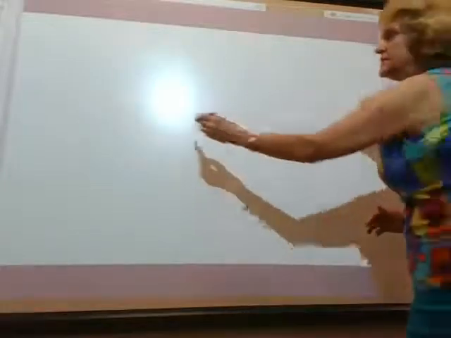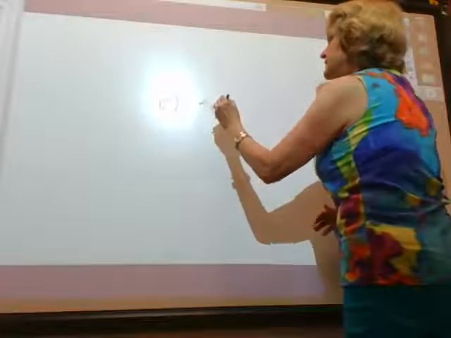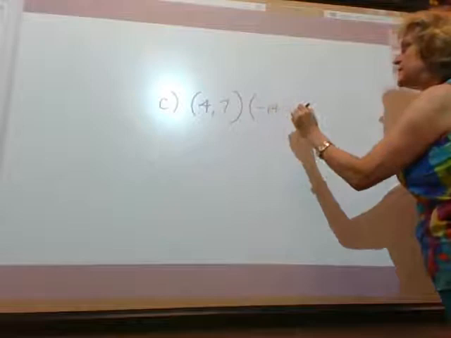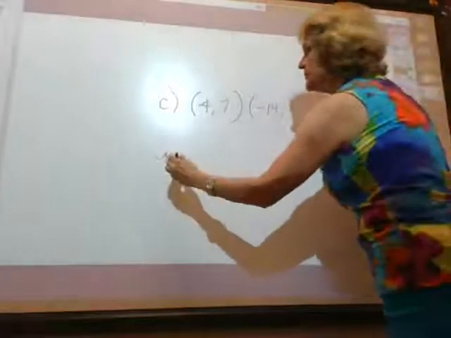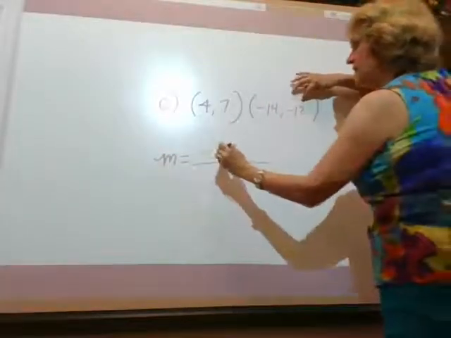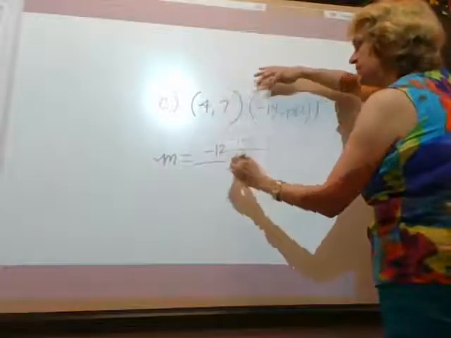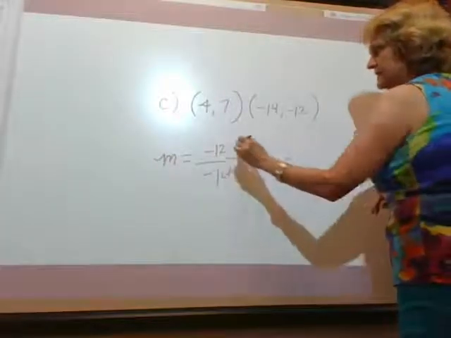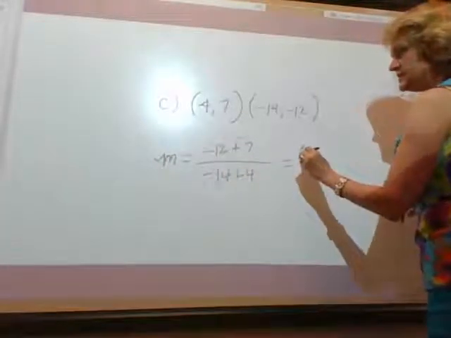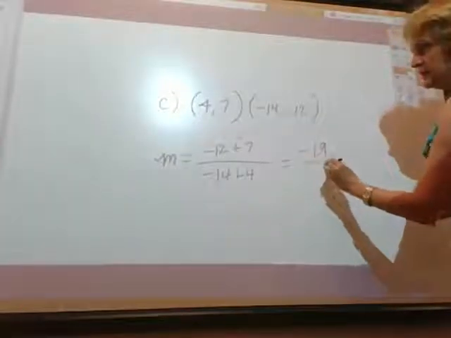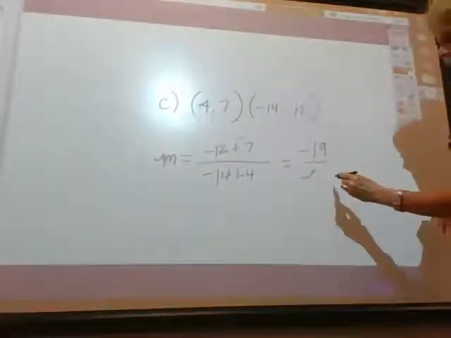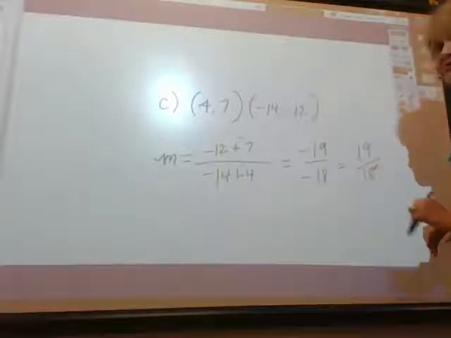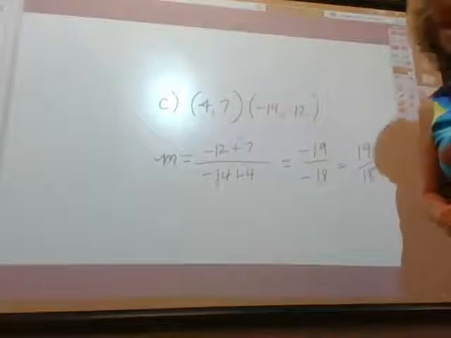And our last one, C, we have 4, 7, and we have -14, -12. So the slope would be the change in y, -12, take away 7, over change in x. And so adding the opposite, I would get a -19 over -18, which is 19/18. So sometimes you will get a really weird slope, because that's a weird number.